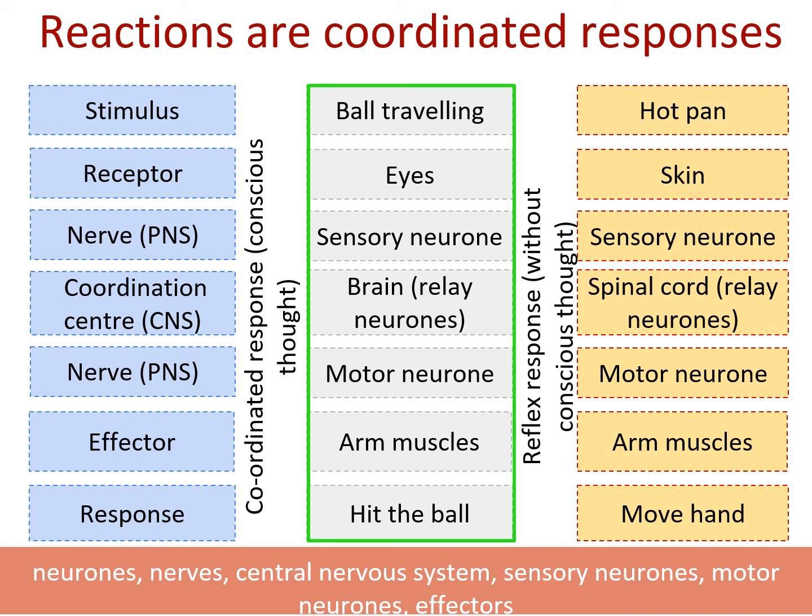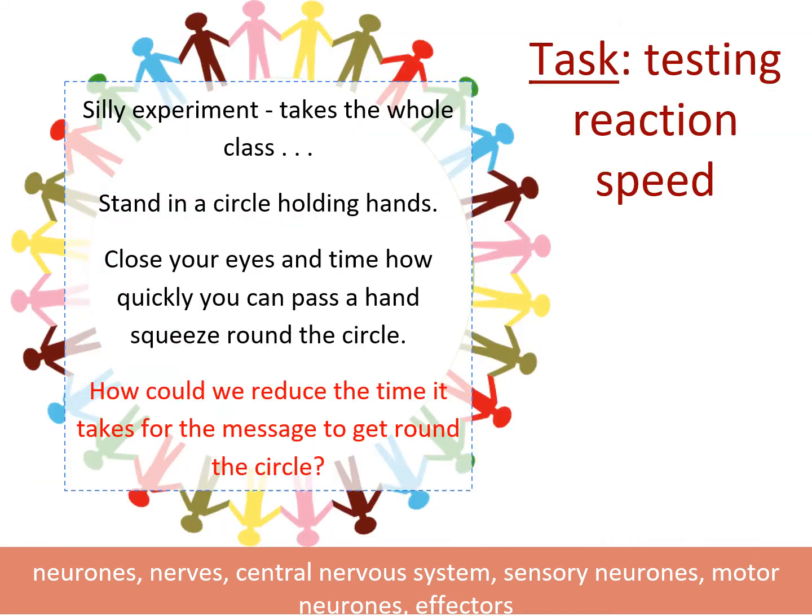Right, so I put reactions are coordinated responses. When we talk about reaction times, we're usually talking about a conscious response rather than a reflex without conscious thought. So we're talking about one where we're aware of it happening. When we do the ruler test, when we drop a ruler and catch it, your eyes will detect it and will bring about all of those responses to end up in the muscles in your arm and your hand, to move your arm and your hand to coordinate catching it. So it's a conscious thought process.